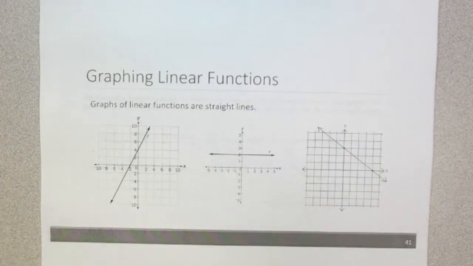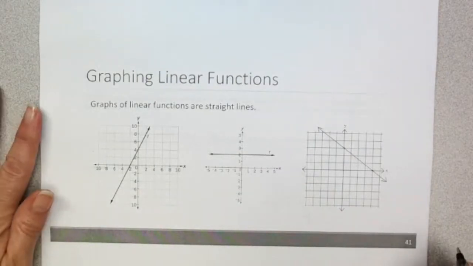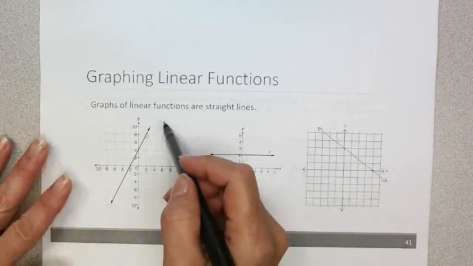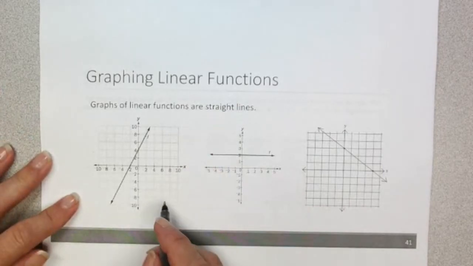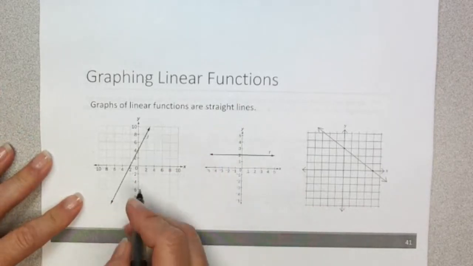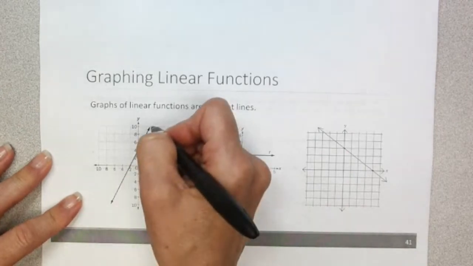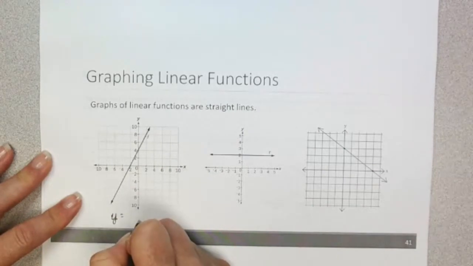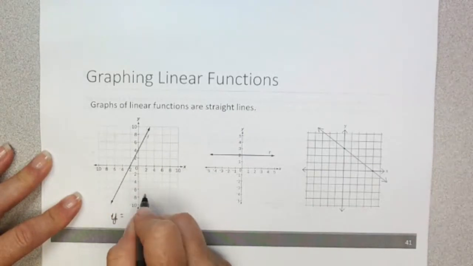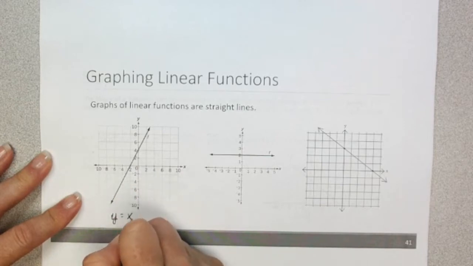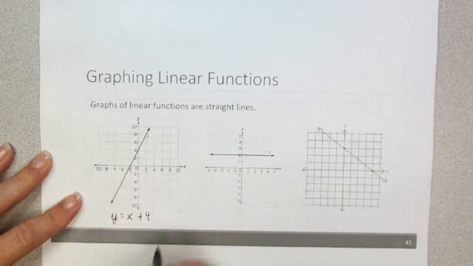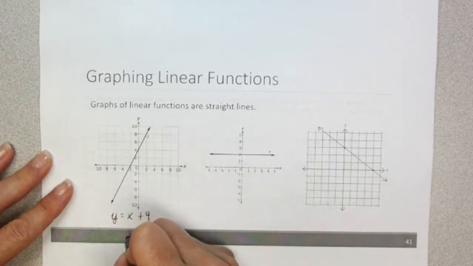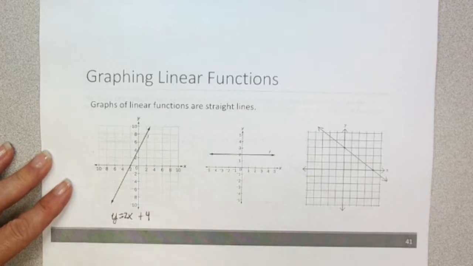When we graph linear functions, they always graph to a straight line, okay? Here's some examples of linear functions. This linear function could be written algebraically, and I'll give you a little peek ahead. We'll be doing this shortly. If I were to write the equation for this particular graph, it would be y equals 2x plus 4, sorry. Y equals 2x plus 4.